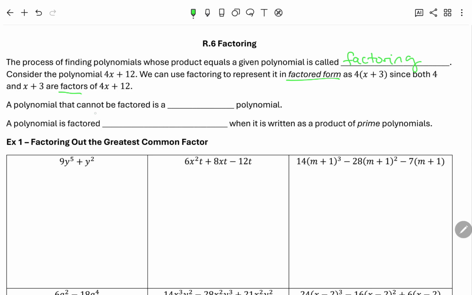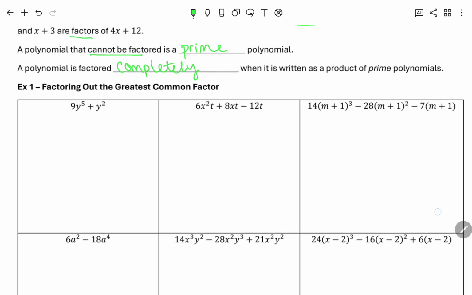A polynomial that cannot be factored is a prime polynomial. A polynomial is only factored completely when it's written as a product of prime polynomials. So you cannot break anything down any further. Then you know that you've factored completely.